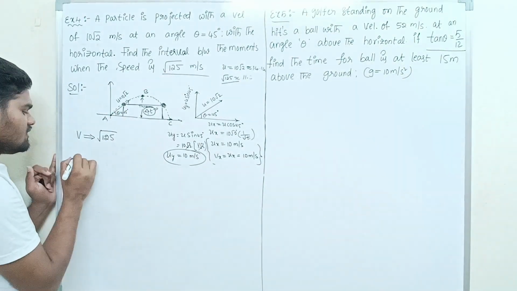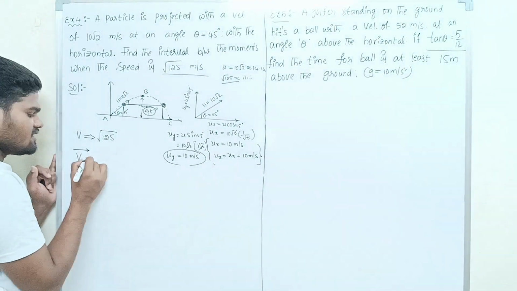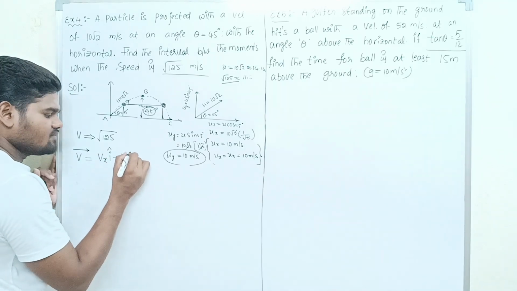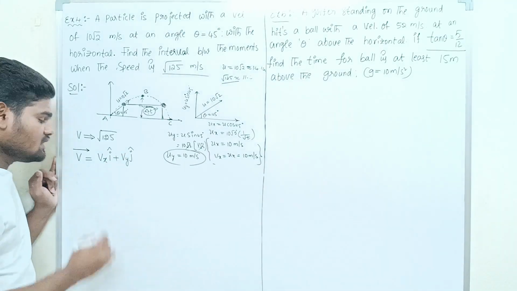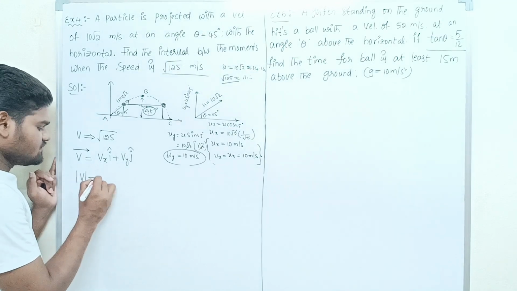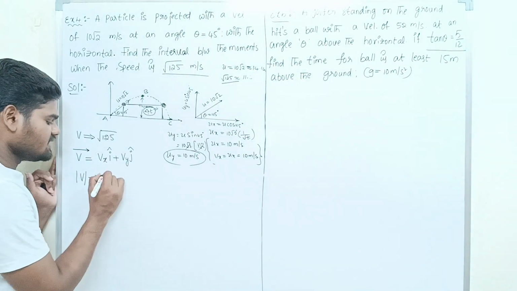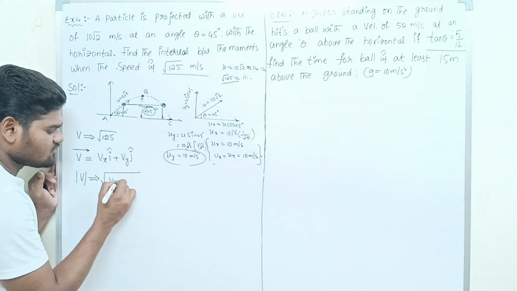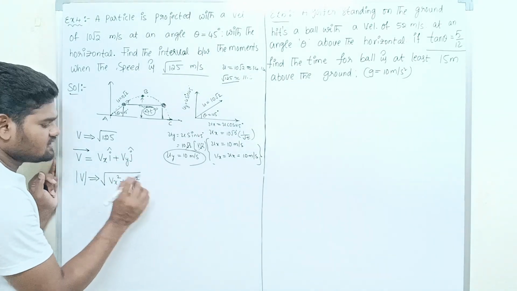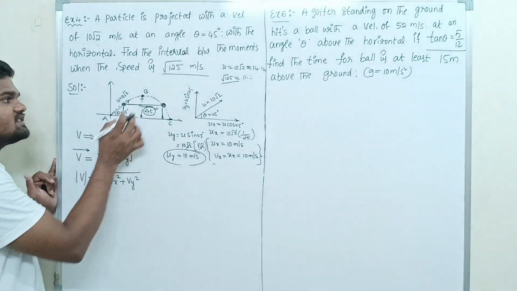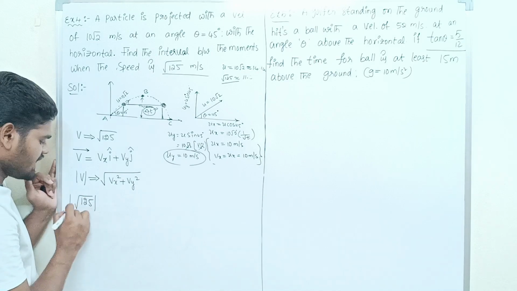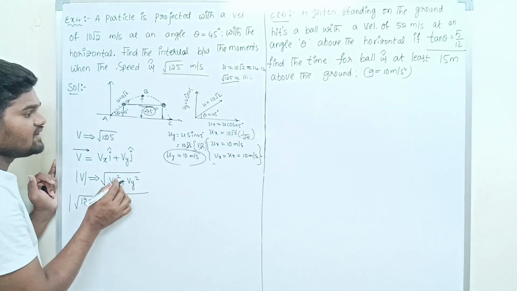Now I want to find the velocity vector. V bar is equal to Vx i cap plus Vy j cap. So if you want to find its magnitude, we have to write the coefficient of i cap square plus the coefficient of j cap square, that is Vx square plus Vy square. They are given the value of velocity, root over 125.